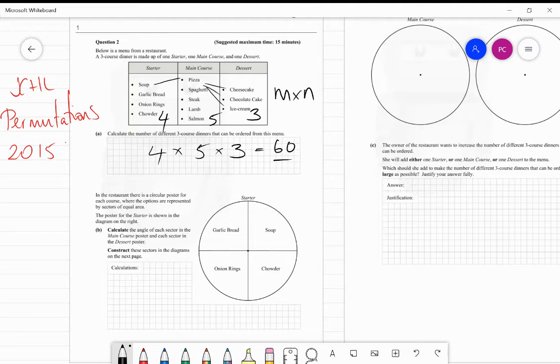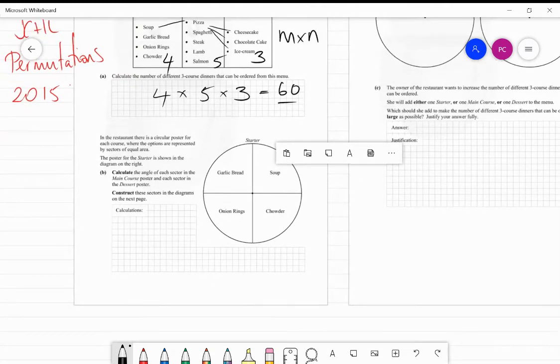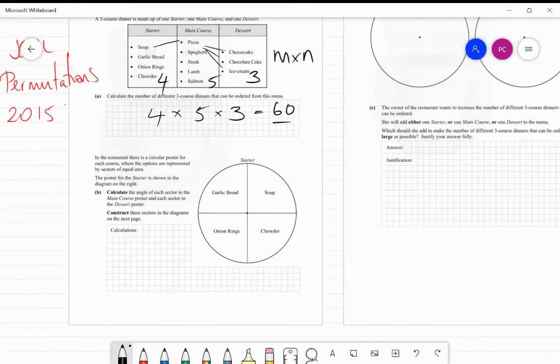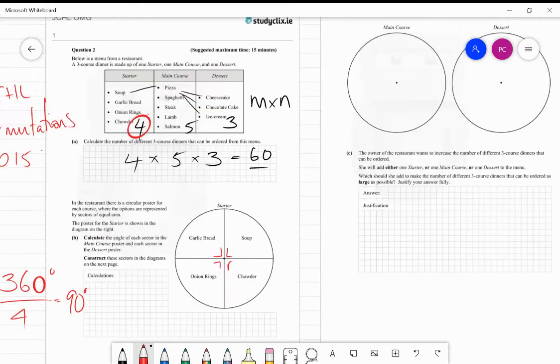You'll get 60. Okay. The next question there, the restaurant, there's a circular poster for each course represented by sectors of equal size. So for starters, for example, we've seen up above that we've 4 starters. So they've taken 360 degrees, because that's the number of degrees in a circle, and they've divided it by 4, which gives me 90 degrees. So each of those will be 90 degrees. And they've asked me to do that for the main course and the desserts.